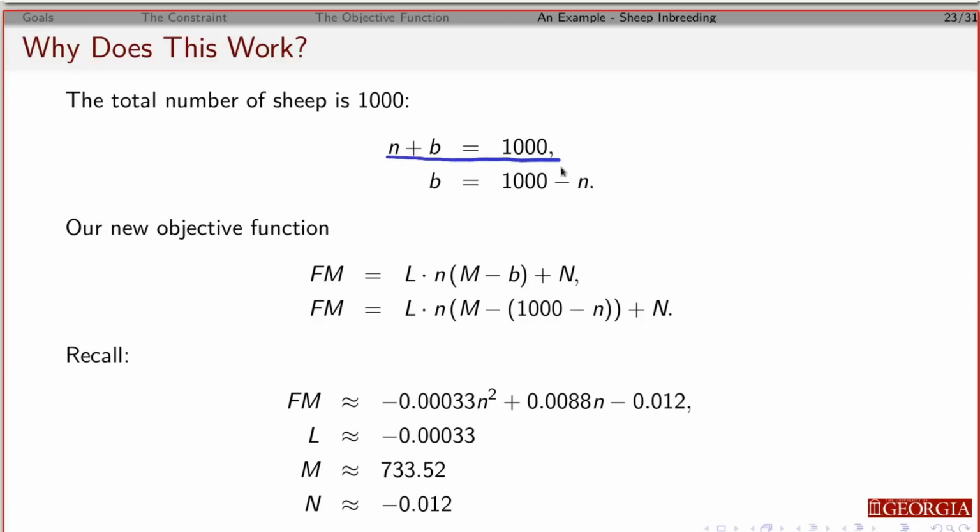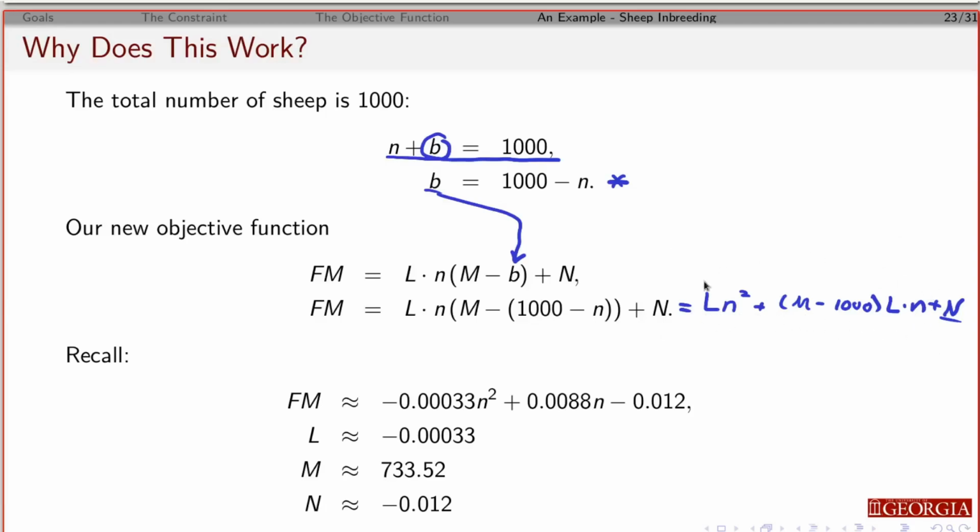Because if I take my constraint and solve for b, I get this equation. This says that if you give me the number of non-inbred sheep, I can figure out the number of inbred sheep through this. If I take this and plug it into the formula for b from the page before, I now get this equation. And because this is a linear equation, what happens? If I multiply this through, I get L n squared plus (m minus 1,000) times L times n, and then plus capital N. By the way, mathematicians are case sensitive, so capital N is different than small n.